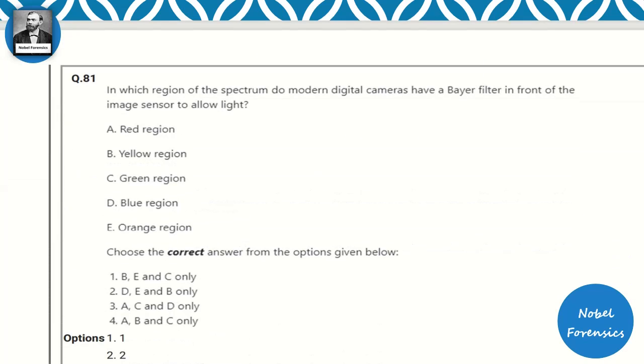81. In which region of the spectrum do modern digital cameras have a Bayer filter in front of the image sensor to allow light? The basic colors: red region, green region and blue region. Red, green and blue region. So A, C, D are correct. Option 3 is correct.